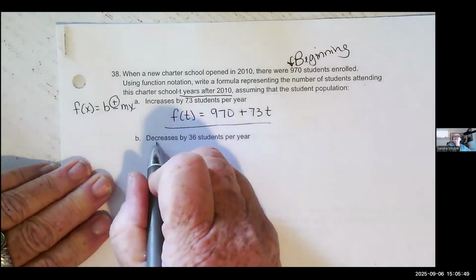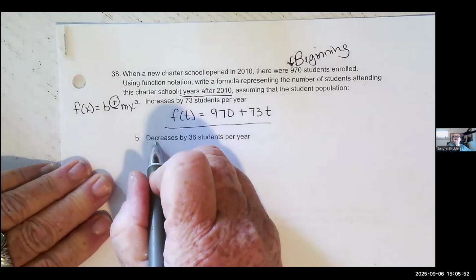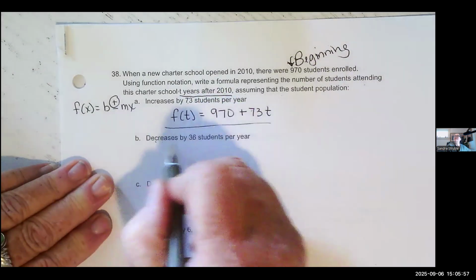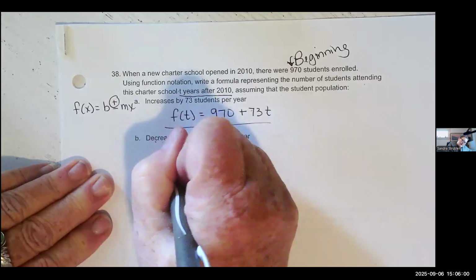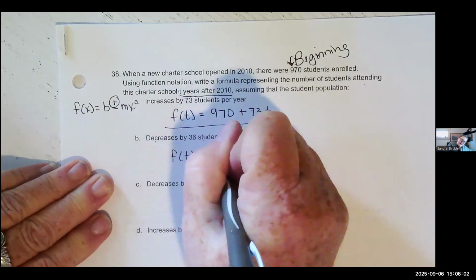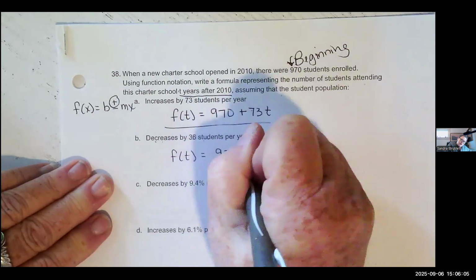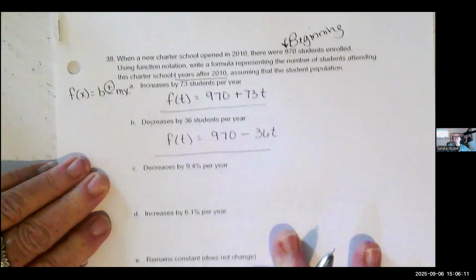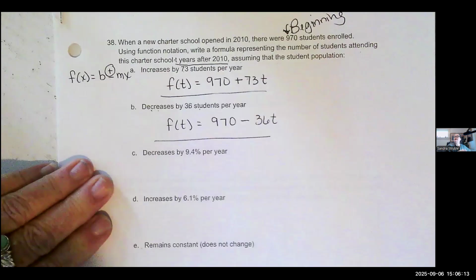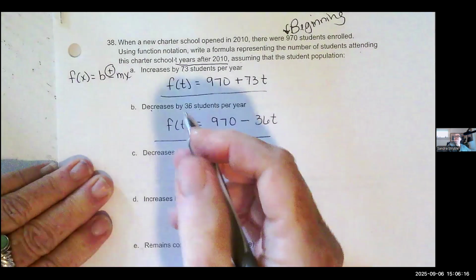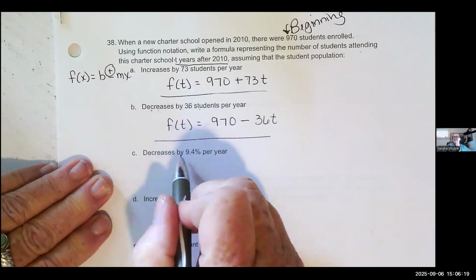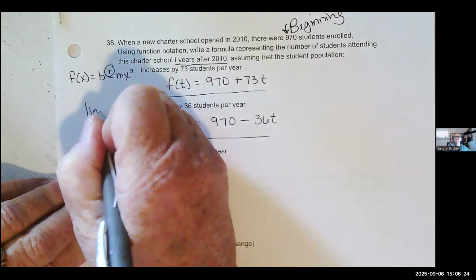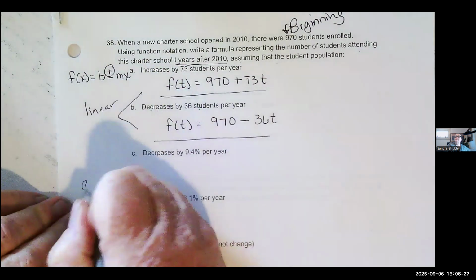The next one is assuming the student population decreases by 36 students per year. Well, this one is increasing by an exact amount. This one's decreasing by an exact amount. So this is f of t is equal to, again, the initial amount was 970, but this one it's decreasing by 36 students per year. We're not finding how many students. We're just trying to create functions that we can utilize later. The next one is it decreases by 9.4% per year. These are both linear. This is exponential.